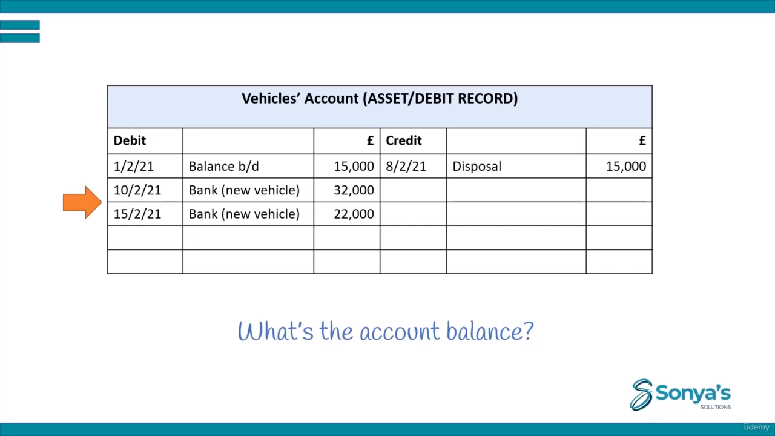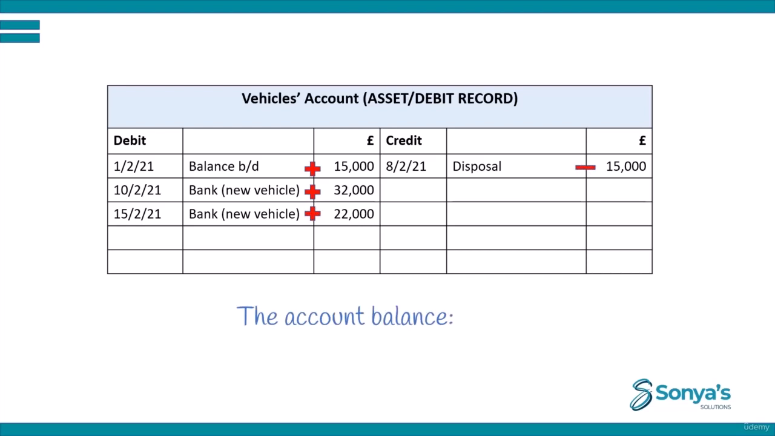What's the balance on this account? Pause the video and give this some careful thought before you move on. The account balance is calculated by adding up the debit entries and deducting the credit entry to give a balance of £54,000. The reason for asking you to do this is because sometimes logic goes out of the window when people start to learn to balance accounts in the proper way.